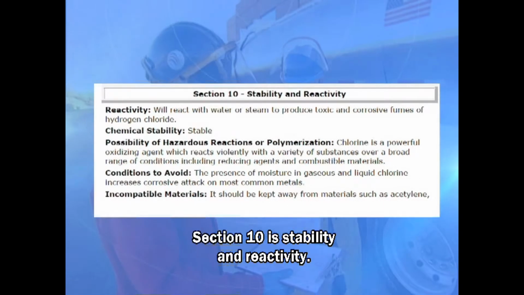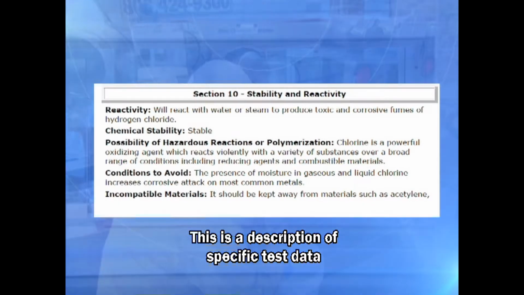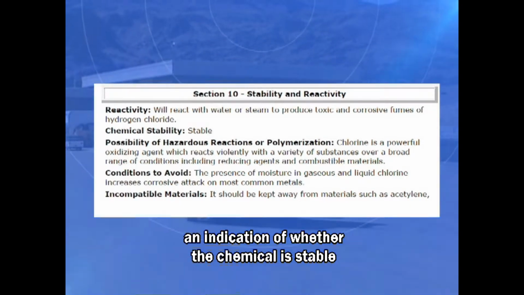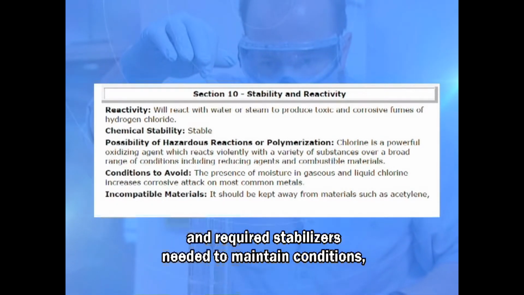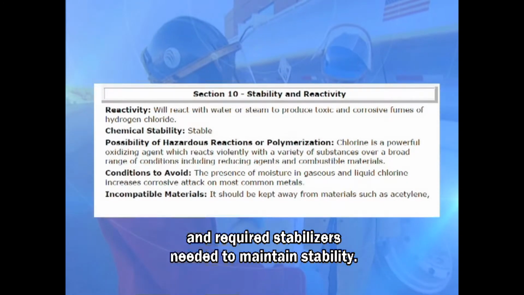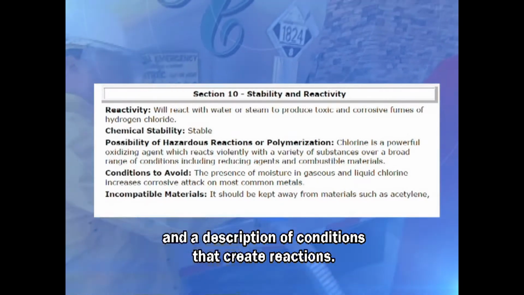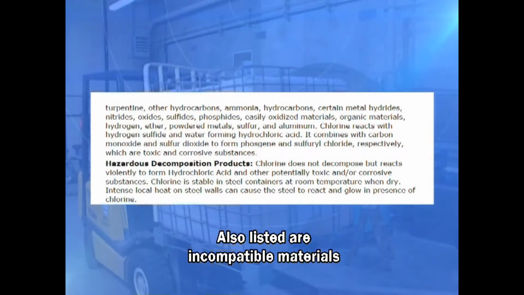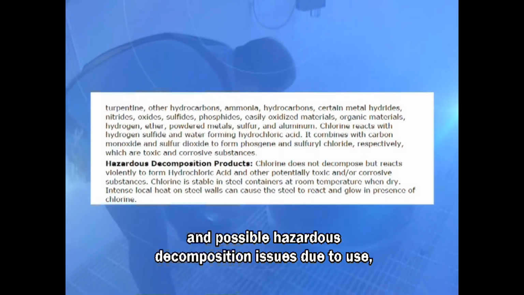Section 10 is stability and reactivity. This is a description of specific test data for the chemical, an indication of whether the chemical is stable or unstable under ambient temperature and conditions, and required stabilizers needed to maintain stability. This section lists possible hazardous reactions and a description of conditions that create reactions. Also listed are incompatible materials and possible hazardous decomposition issues due to use, storage, or heating.